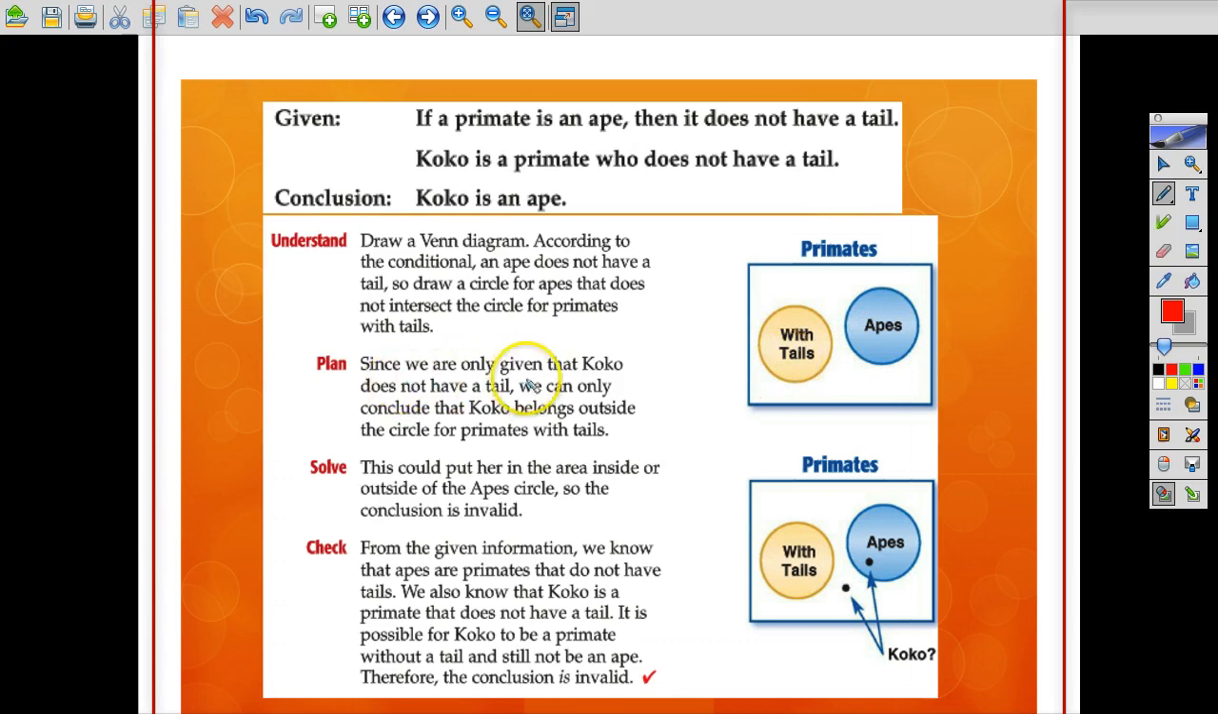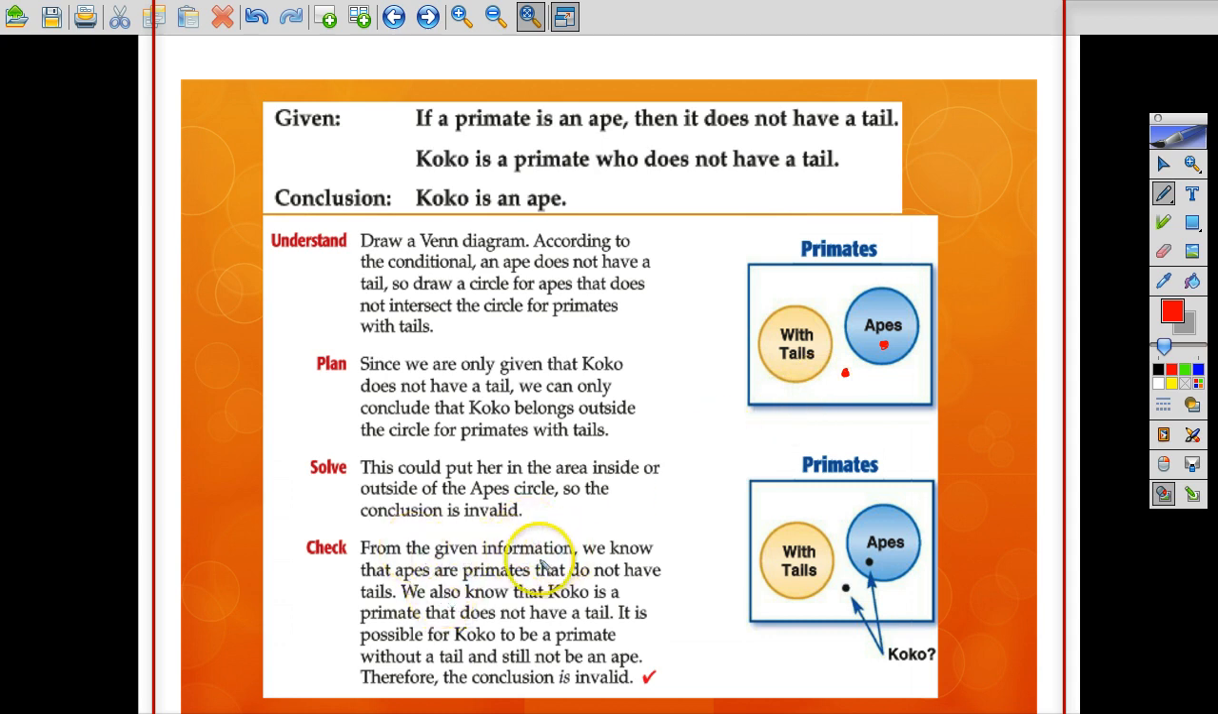Since we're only given that Coco does not have a tail, we can only conclude that Coco belongs outside the circle for primates with tails. So he doesn't have a tail, so he can't be here, but he can be here. So this could put her inside or outside. Just because she doesn't have a tail, she can be a primate without a tail that is an ape, or she can be a primate that does not have a tail and is not an ape.